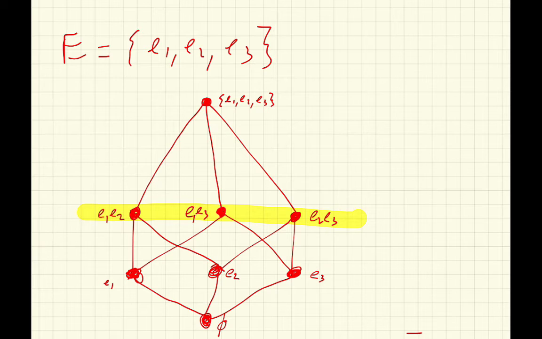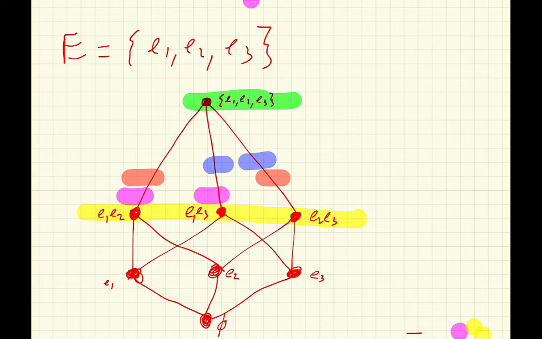Now, no one has said that a particular element in the lattice can't be the join of multiple pairs of other elements. For example, let's label this green. We have this top element, E1, E2, E3, which is the join of 3 pairs of elements. Namely, if we union this one and this one together, we get green. If we union together this one and this one, we get green. And if we union together this one and this one, we get green as well.